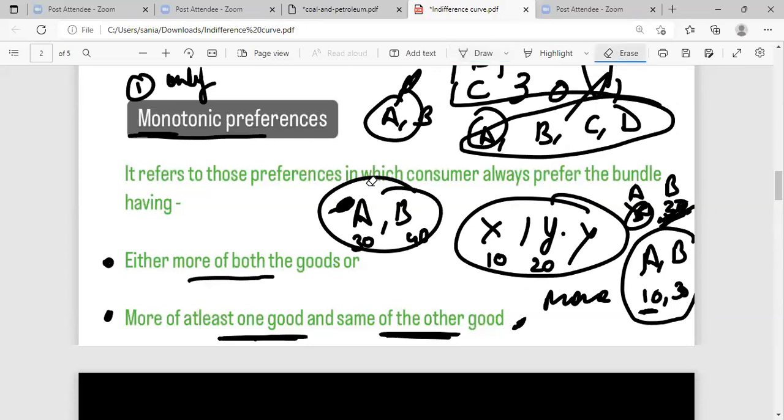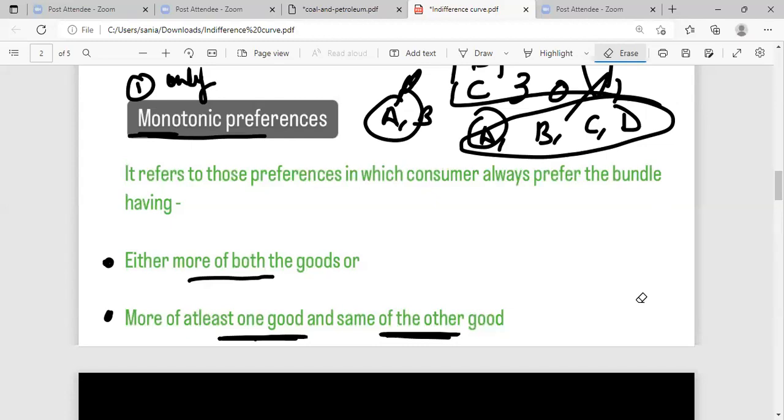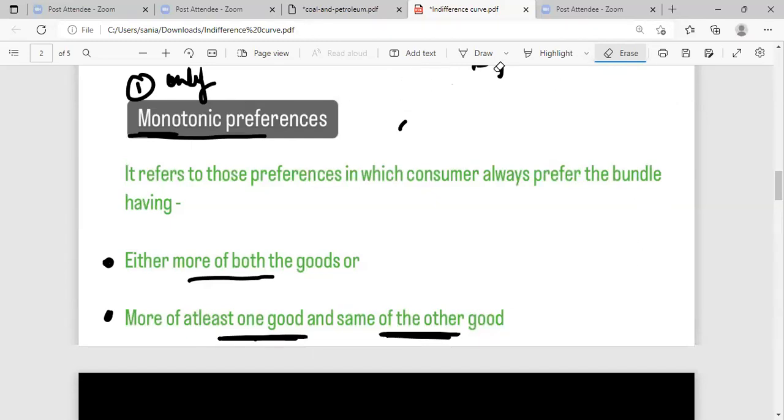Getting the point, girls? This is quite tricky, but very simple to understand. For example, I'm giving you a choice. Of course, you will choose the bundle which gives you more of both goods, because you have two goods. And if you are not getting more of both goods, you will find the consumption bundle which gives you at least more of one good out of two, and the same of the other good. Now it's clear, very, very important. You will get the direct question, what do you understand by monotonic preference? And you have to explain these two points, right?